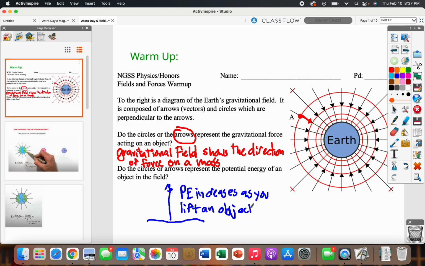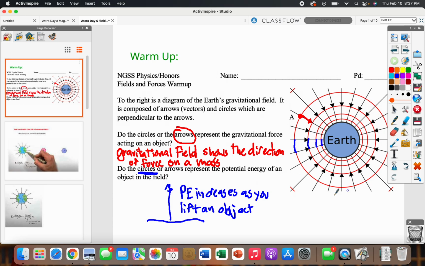And so if you think of it, that means each one of these circles represents a different potential energy. This would be a low potential energy close to the center. It would be higher as we move farther and farther away. So each one of these circles, because they're at a constant elevation, represents a different potential energy. And so the circles represent the potential energy of a system.